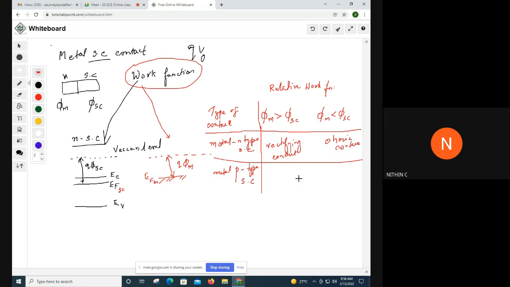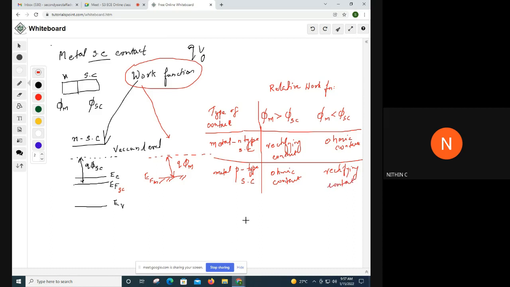Okay. And the reverse is the case in metal p type semiconductor. Here phi m greater than phi se, if we are using a p type semiconductor, we will be getting an ohmic contact. And here you will be getting a rectifying contact. How does this classification come about?